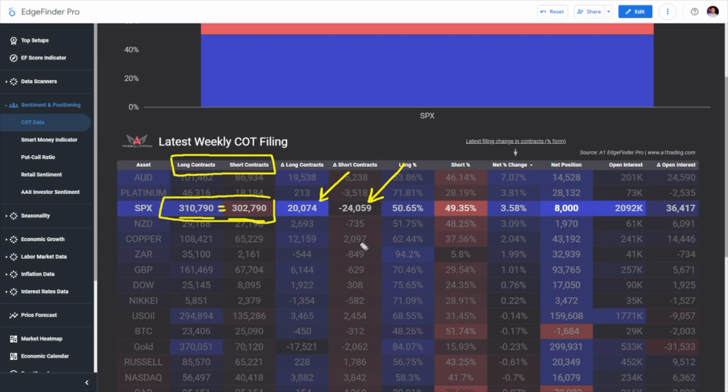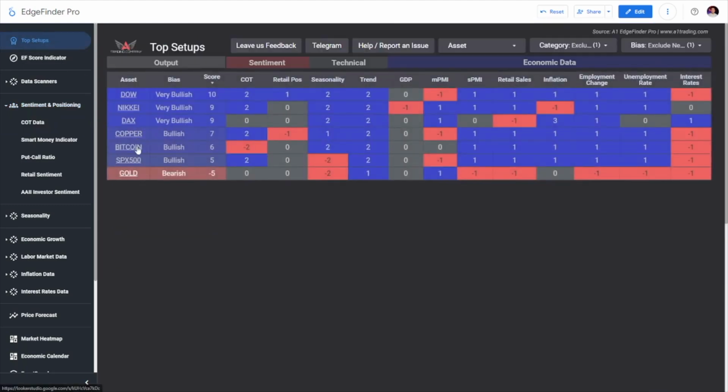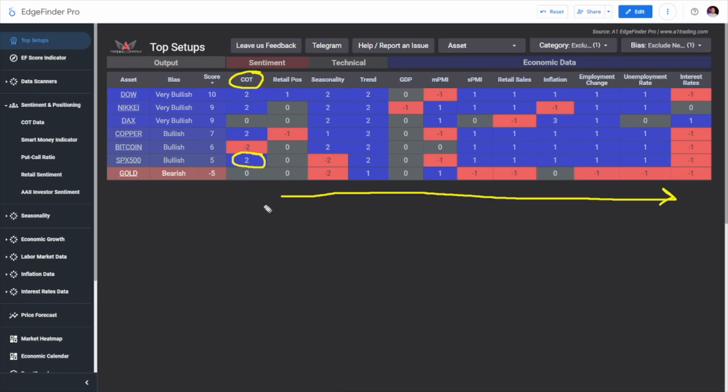That's a pretty aggressively bullish week-to-week change. We actually see that in the net percentage change, which is a calculated field that we've built. And we can see that overall, there was a very bullish reading for the S&P 500. And it's not coincidental that if we now go back to our top setups algorithm and we look specifically at the S&P 500, you'll see that the commitment of traders data tab has a +2 on it. So you can see we've done one of many different categories here to understand how the EdgeFinder is thinking.